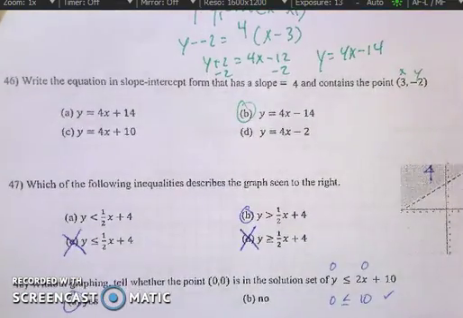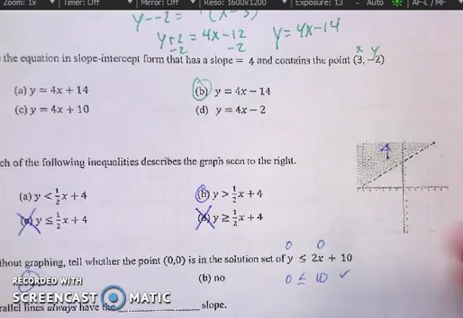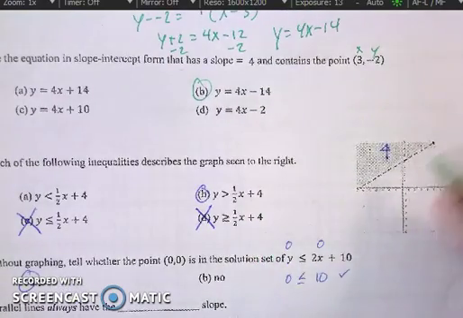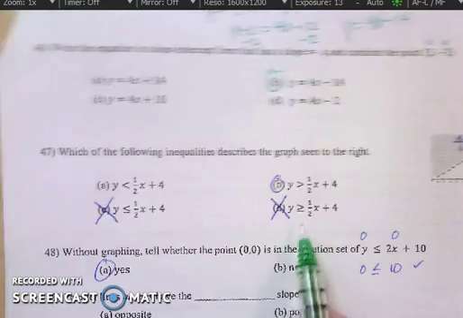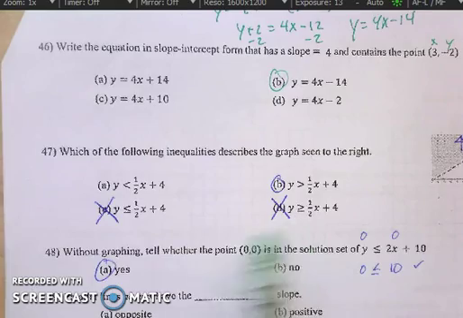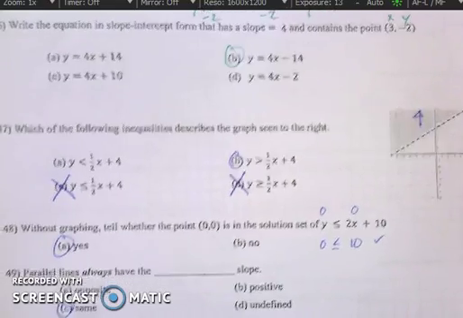Number 47, which of the following inequalities describes the graph to the right? Well, we want to make sure it's hitting 4, which they are. They all have the same slope, so what I'm really looking at is that it's dashed, which means it can't be a solid line like the bottom two, and that it's going upward, so we're going to graph greater. The shaded part is up.